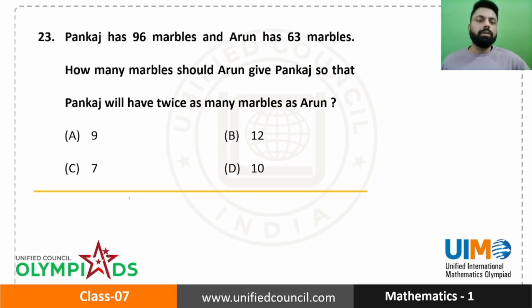Pankaj has 96 marbles. Arun has 63. How many marbles should Arun give Pankaj so that Pankaj will have twice as many marbles as Arun? So let's say Pankaj gave X marbles to Arun. So 96 minus X, and Arun is going to have X plus 63. Now the number of marbles that Pankaj is having will be twice as many as Arun.